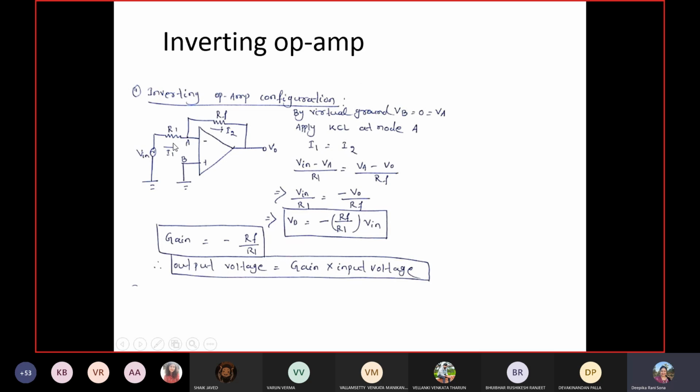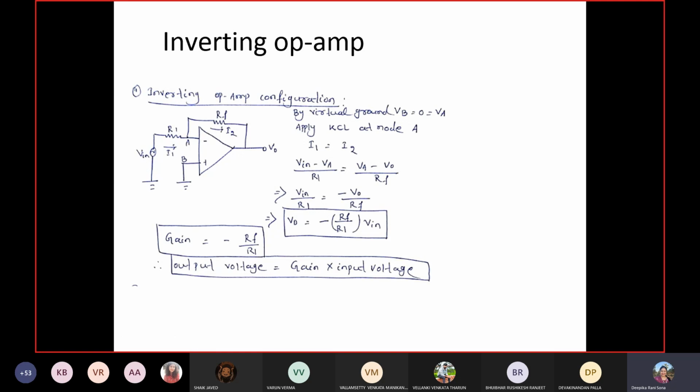Here R1 is the input resistor. RF is the feedback resistor. So first understand the circuit. This is the inverting op-amp configuration. Now suppose the voltage appearing at the positive input terminal of the op-amp is VB and the voltage appearing at the negative input terminal of the op-amp is VA. Externally we have also connected one input voltage source, which is V in.